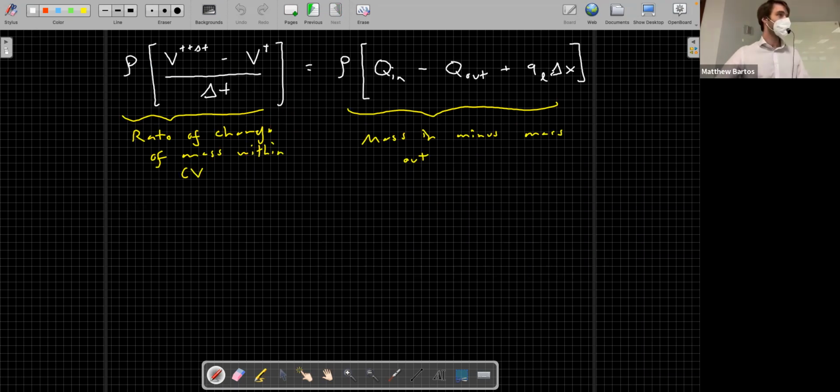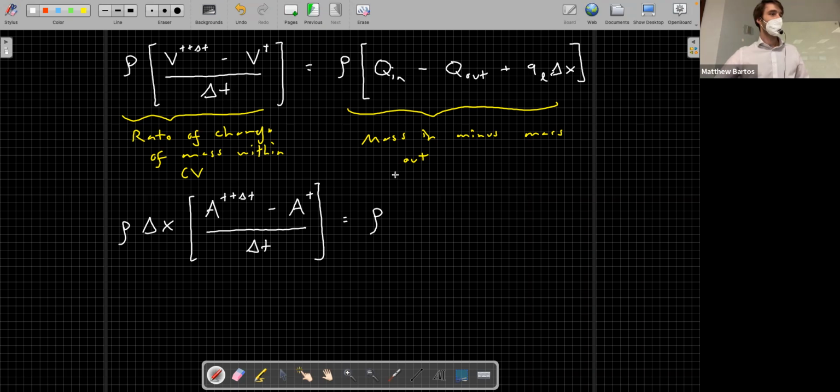We have that the rate of change of mass, we can write as rho times, actually delta x is a constant, so I'll just bring it outside. Rho delta x times the cross-sectional area at t plus delta t minus the cross-sectional area at t, all over delta t is equal to, and here we just have the same expression over again, rho times flow rate in minus flow rate out plus the lateral overflow into the channel.